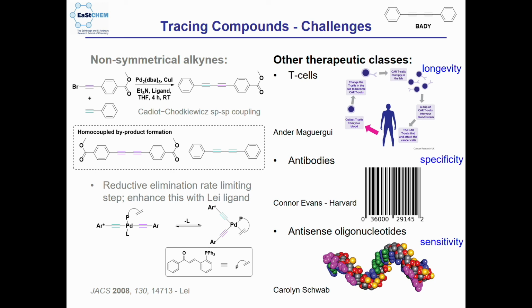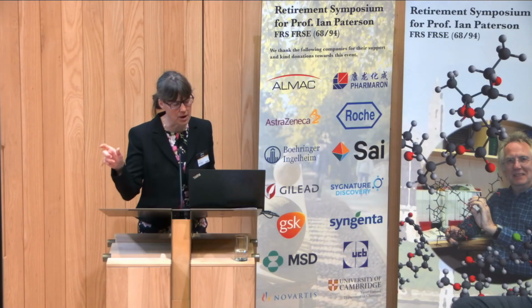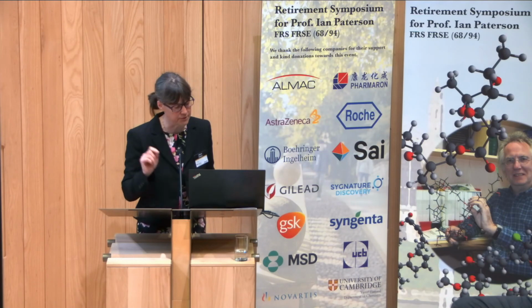We're looking at labelling other therapeutics. T cells, what a great choice. So that's the work of Ander in my group at the moment. He's working with GSK, and we're looking at T cells, where the issue is that we want to make sure we have signal longevity. There are advantages in using Raman over fluorescence because we don't see photobleaching.